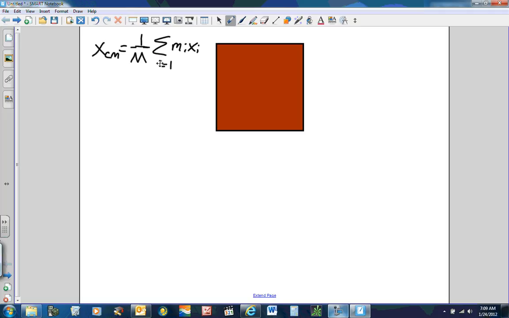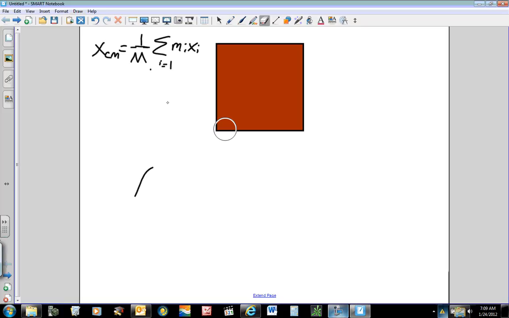So if you have 3 particles, you take 1 over the total mass of all 3. Then you'd sum up m1 x1 plus m2 x2 plus m3 x3. And when you add all those up, you divide them by the total mass.